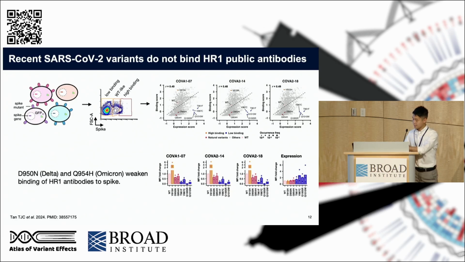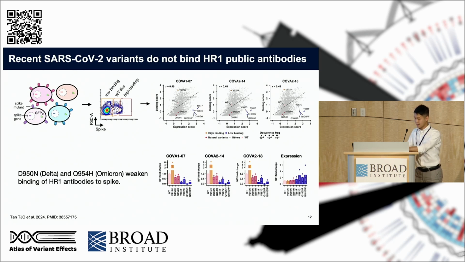We then asked which mutations in spike protein can weaken its binding to these protective antibodies. We performed FACS sorting using the spike mutant library that we created earlier and one of the HR1 antibodies as probes for binding. So we plotted the binding score and expression score for each mutation. A lower binding score means that the mutation decreases binding of spike to the antibody. D950N and Q954H, which are found in the Delta and Omicron variants respectively, weaken binding of spike to these antibodies. And we validated this finding using flow cytometry.